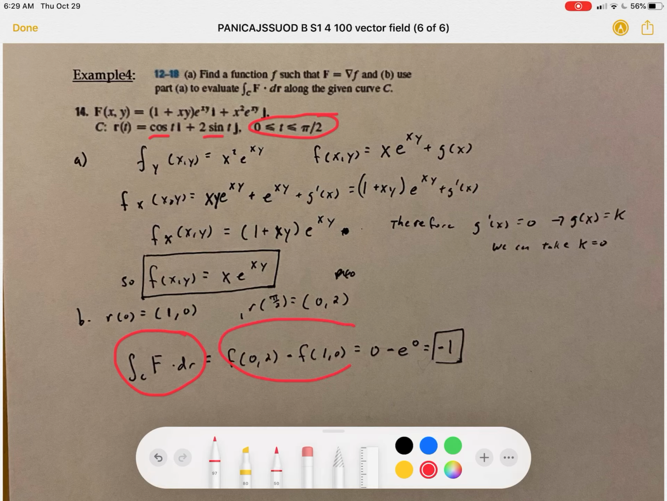Plug those in to our function, and we're going to be given 0 minus e to the 0, which is just negative 1. All right?